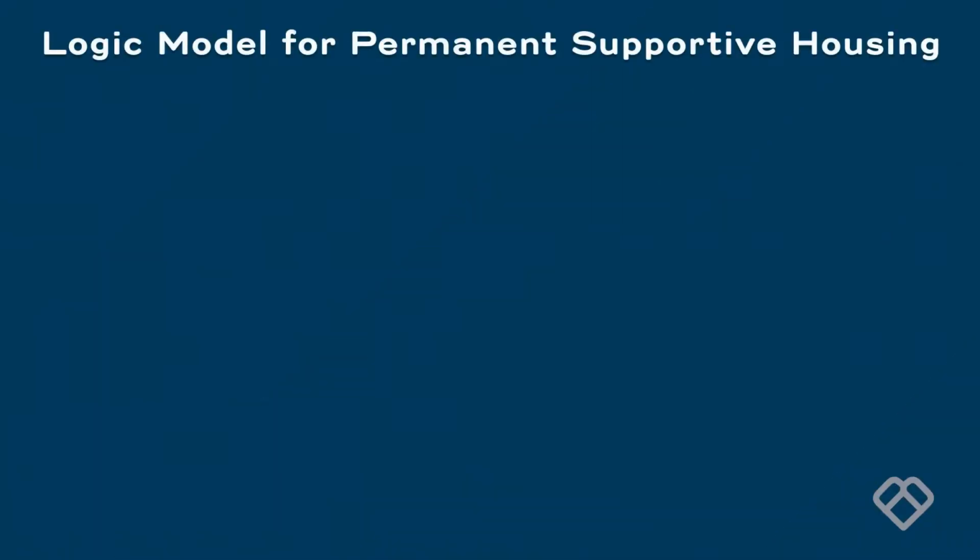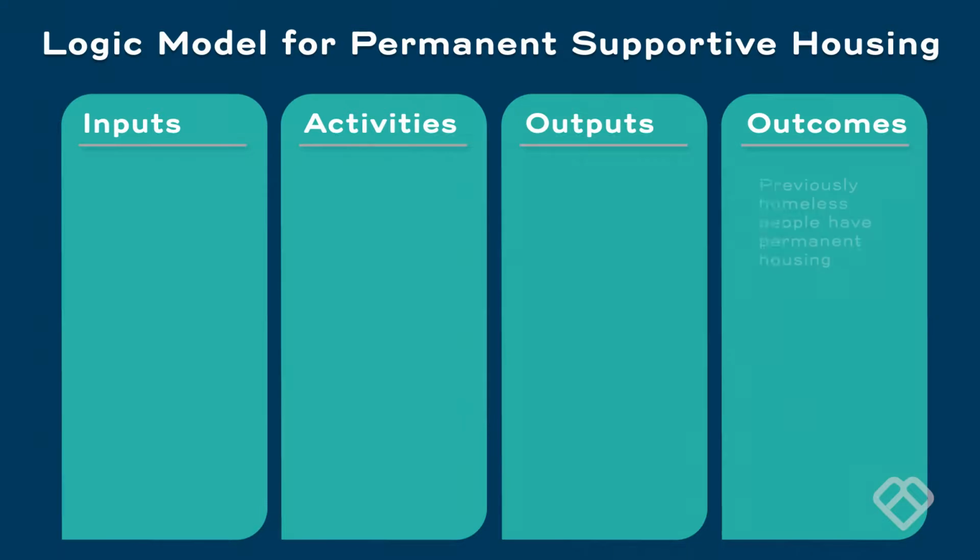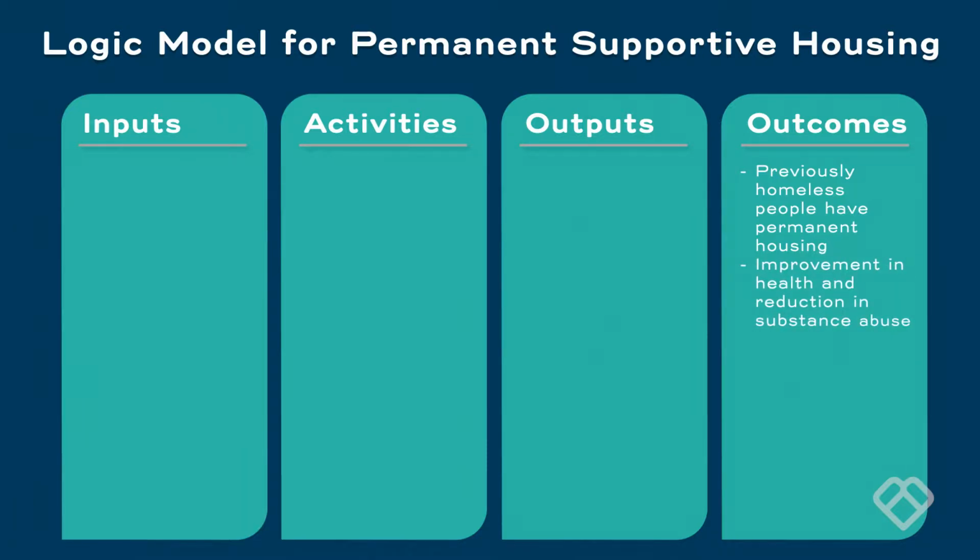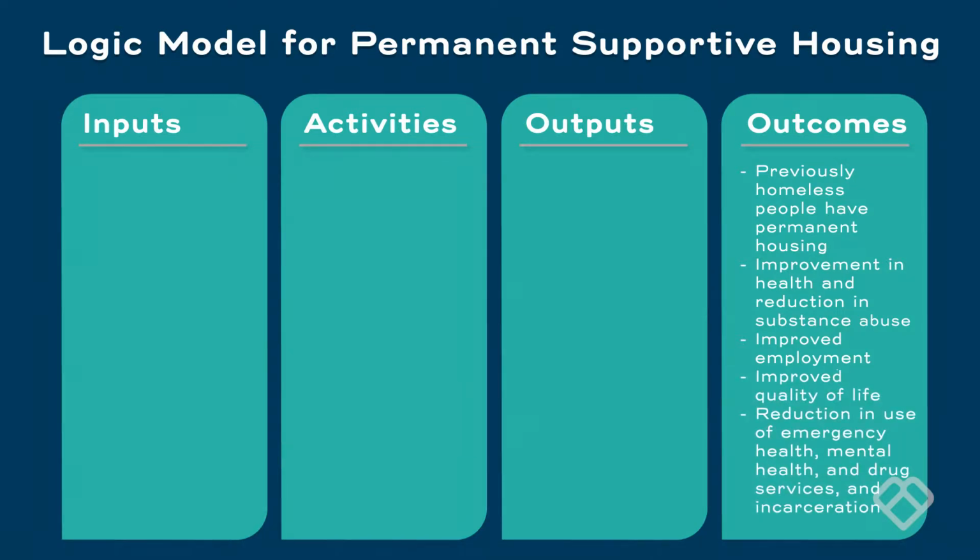Once again, let's look at the outcomes, which are essentially the intended impact statement. The outcomes are that previously homeless people have permanent housing, that there are improvements in their health and reduction in substance abuse, better chances of employment, better quality of life generally. There's a reduction of their use of emergency services and a reduction in incarceration. Once again, the input side is the same.